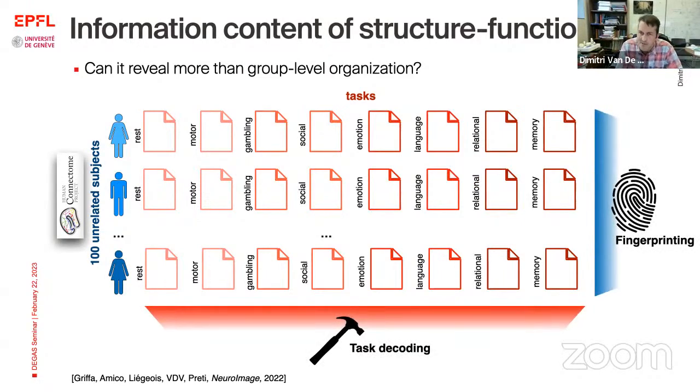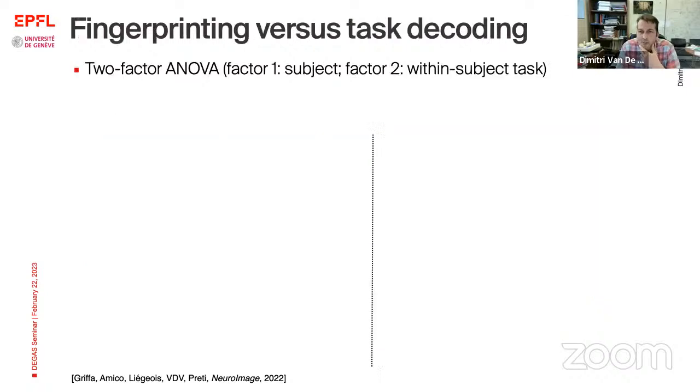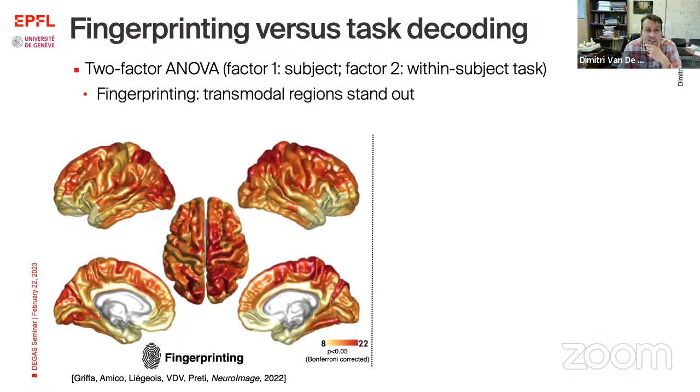And then we can ask 2 questions. We could ask the question, to what extent does the structural decoupling index map reveal information about the identity of the subject? So which is a brain fingerprinting task. And the other question we could ask is, to what extent do these structural decoupling index maps reveal information about the type of task that the subject is doing, which is basically task decoding. And so we computed all those SDI maps, and then we started with the first statistical analysis, where we looked at the influence of the subject versus the within subject task factor.